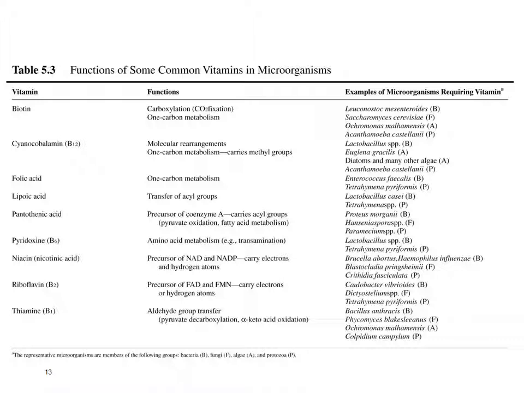Here are some examples. Riboflavin is produced by Clostridium and Candida. Coenzyme A is produced by Brevibacterium. Vitamin B12 is produced, for example, by Streptomyces and Pseudomonas. Vitamin C is produced, for example, by Erwinia and Corynebacterium. Beta-carotene by Dunaliella, and vitamin D by Saccharomyces.